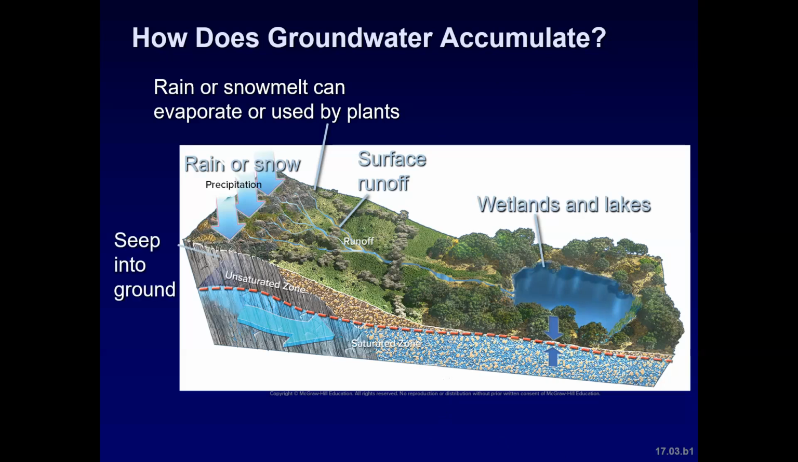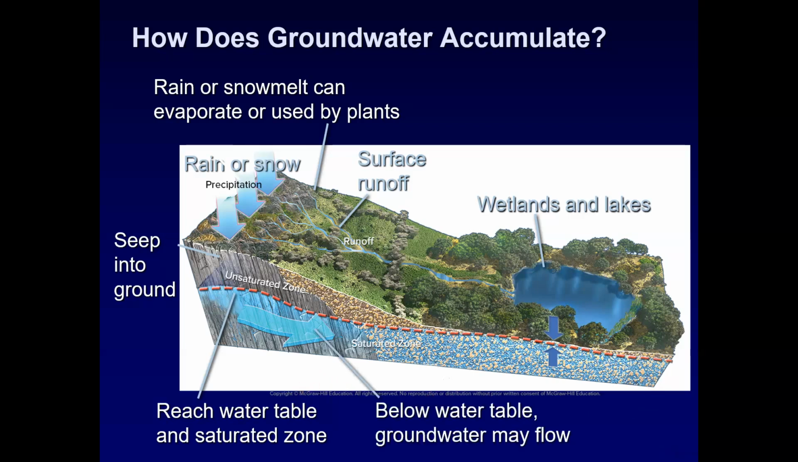Water can also seep into the ground, and then water can reach the water table and seep down into the saturated zone, highlighted here. And below the water table, groundwater can flow if the rocks have interconnected spaces.